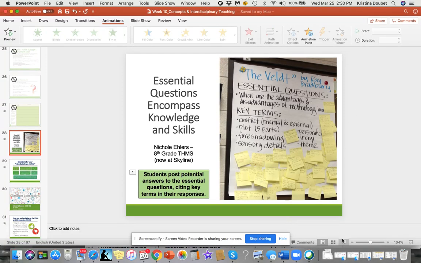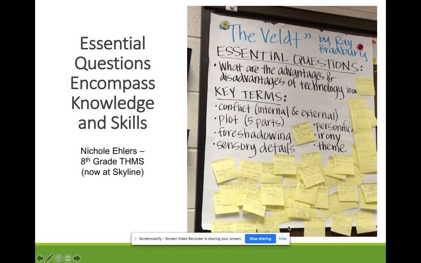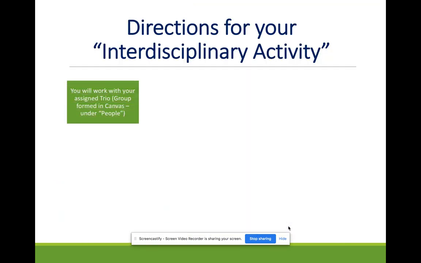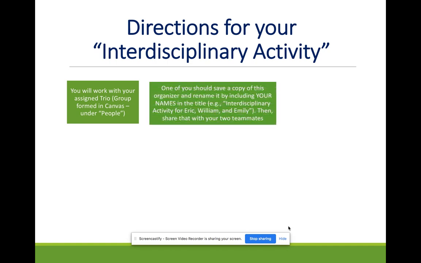If I can get this back up here, your directions. So you're going to work with your assigned trio, and one of you should save a copy of the organizer interdisciplinary activity and rename it with your names and the titles. So interdisciplinary activity for Eric, William, and Emily. Then share that with your two teammates so that all three of you are working from the same Google Doc.